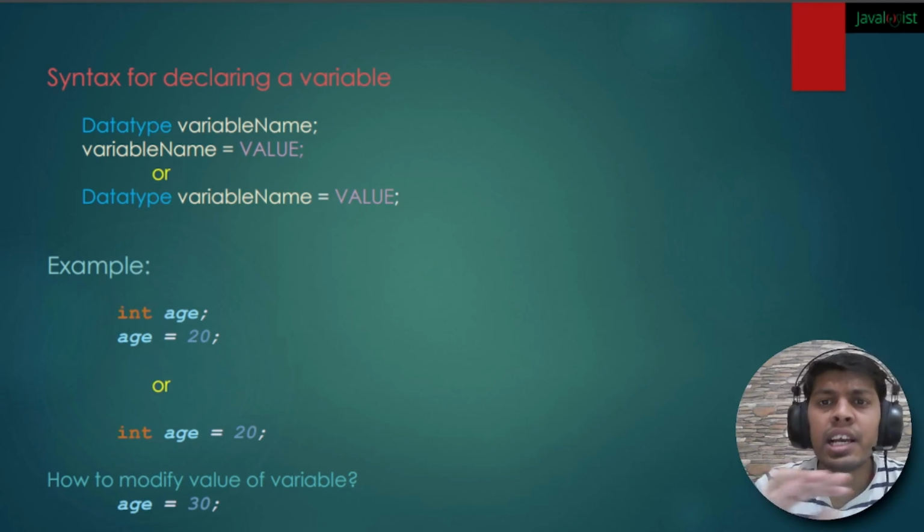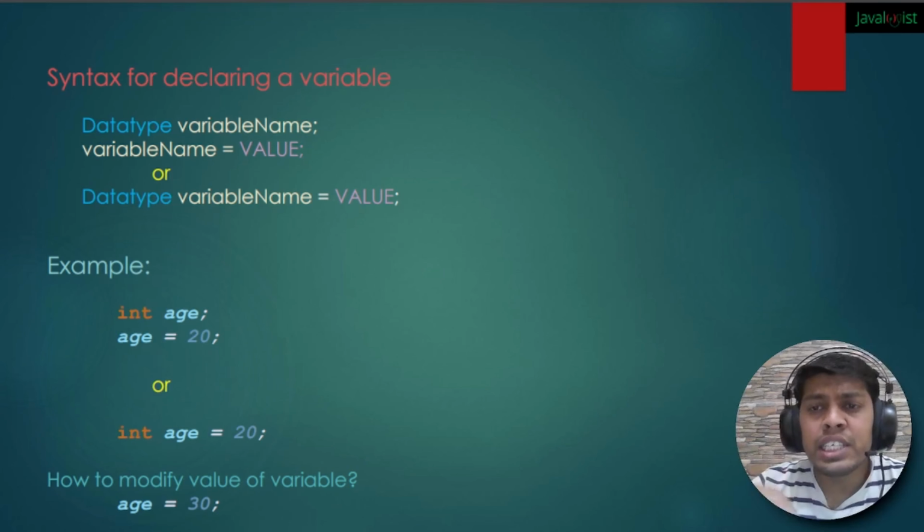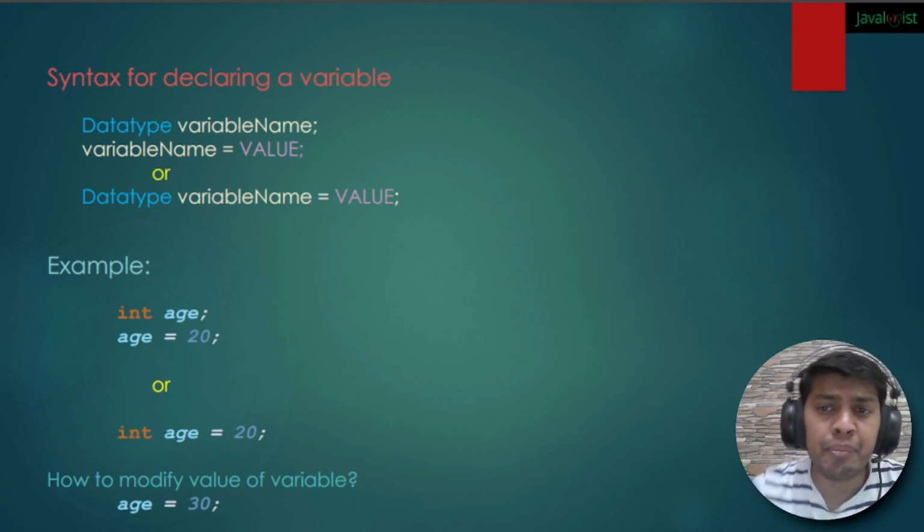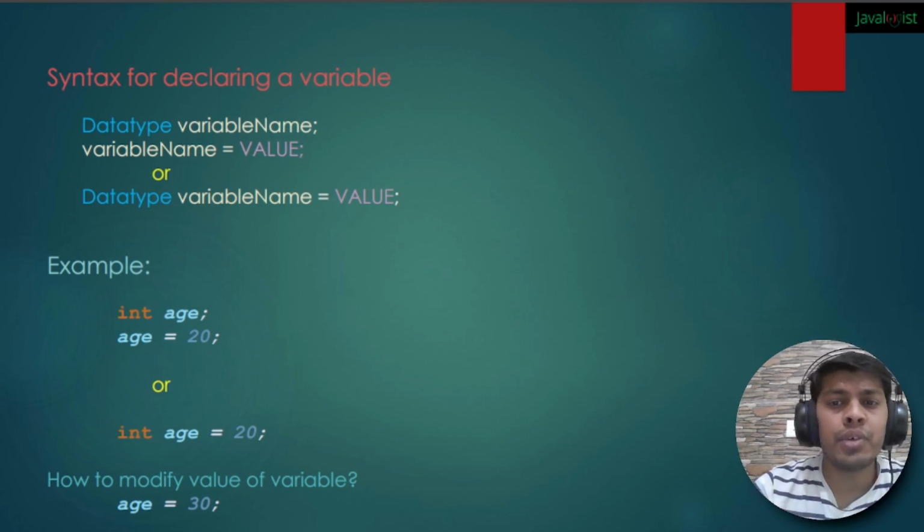So let's recollect all the points that we learned. A variable is used to store values in a Java program. Before using a variable in Java, you need to declare it. To declare a variable, you need to specify its data type and name. And for the syntax of declaring a variable, you can use either of these approaches to declare and initialize the variable.